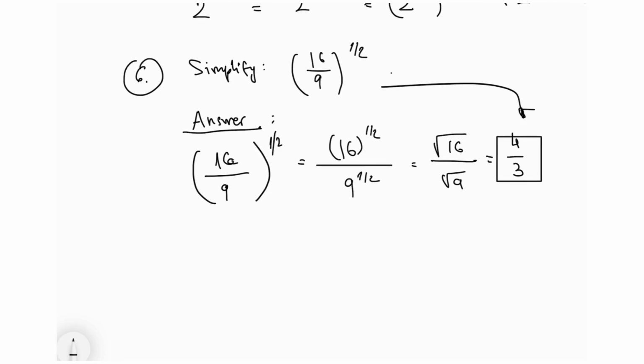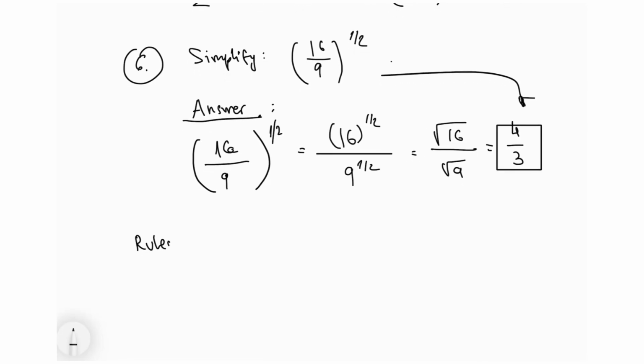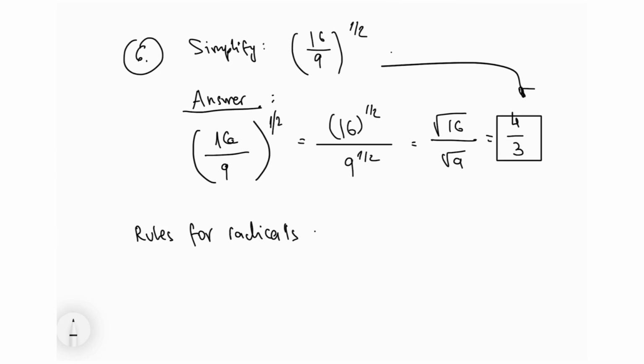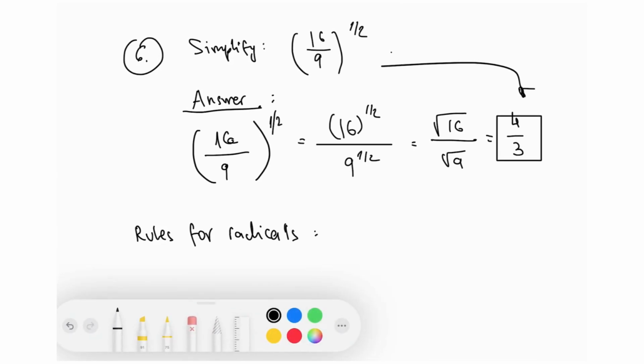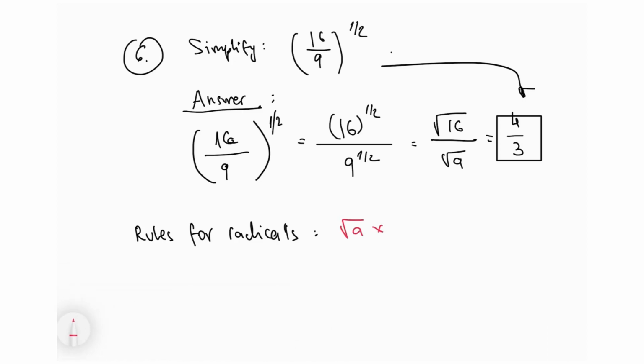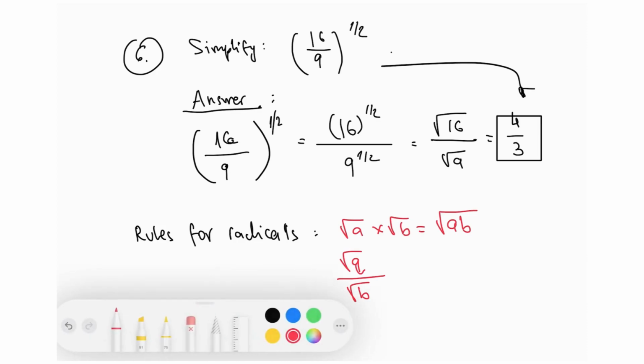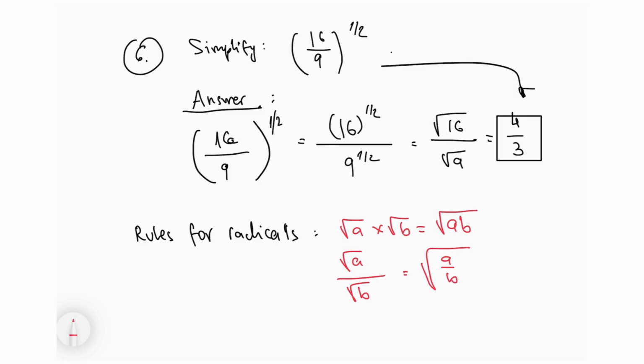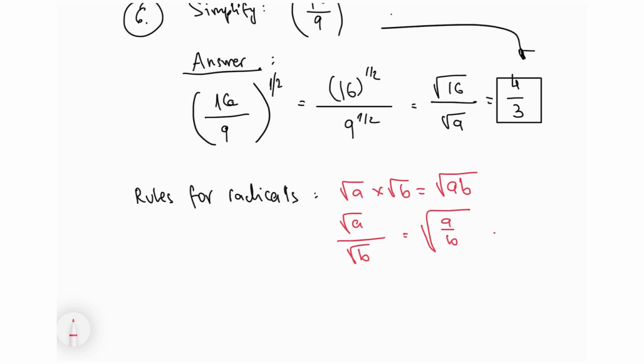Following rules, I'll just write the rules for radicals once more. If you have square root a times square root b, that is square root ab, and square root a over square root b is square root a over b.